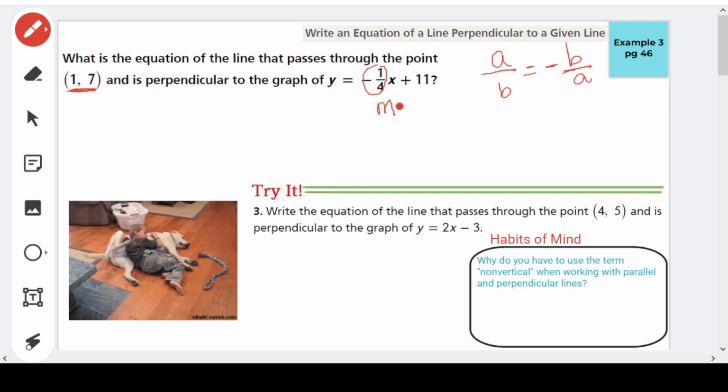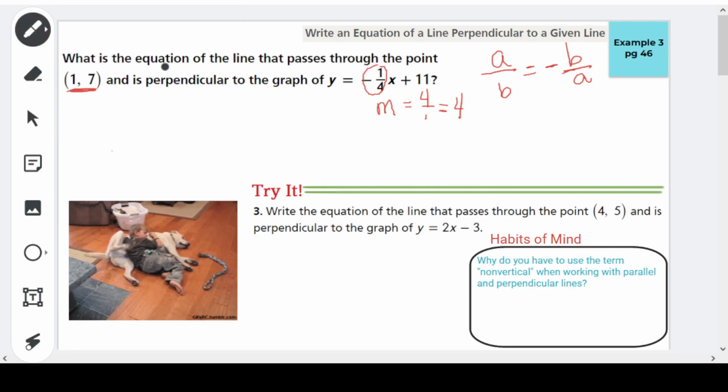So I need something that is an opposite reciprocal. So for opposite, I need to change the sign. So I'm going to have a positive slope because this one's negative. And the reciprocal means that I flip it upside down. So when I flip it upside down, I get 4 over 1, which is just 4. So now I have a slope and I have a point. And so that is prime pickings for point-slope form.